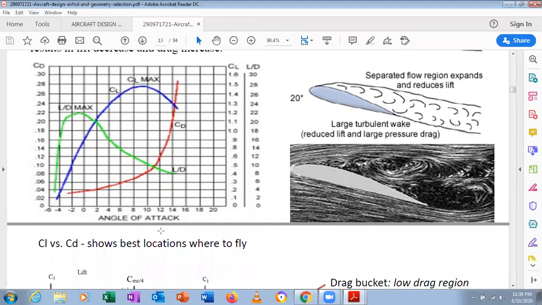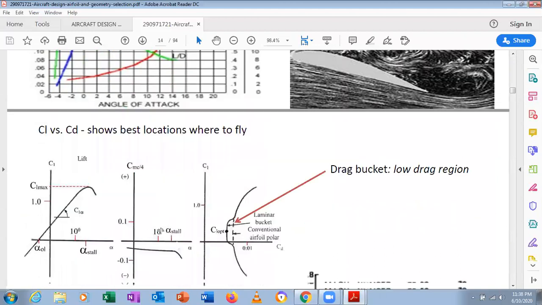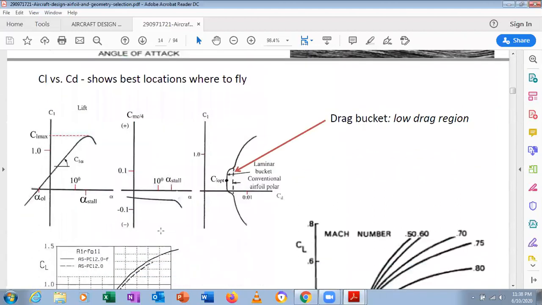Clear? And you can see CL versus CD. This is very important, please understand here. This is called the drag bucket. A drag bucket is nothing but a low drag region. It means that when the pilot is flying in this region, the performance of the aircraft will be good. Drag will be less, lift will be good, and we can fly very smoothly. This is called the laminar bucket.